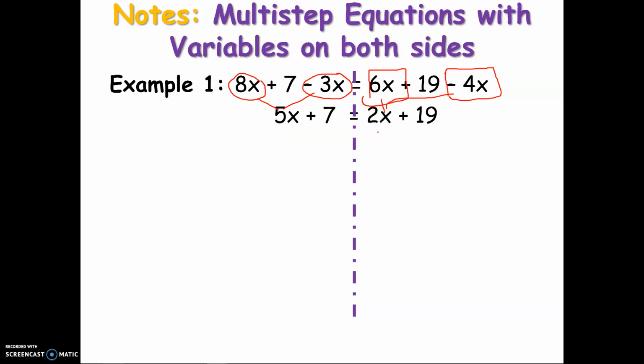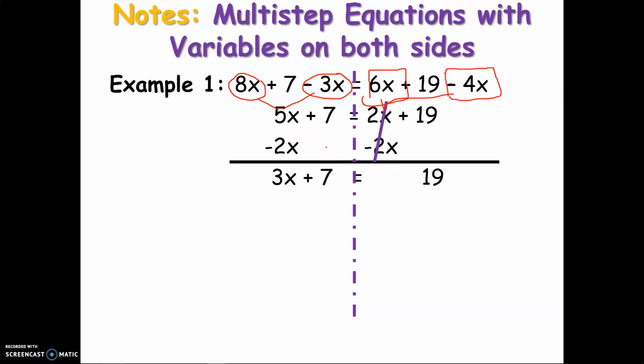So we'd like to remove the minus 2x, but what we do on one side, we must do on the other. On the right, 2x minus 2x becomes 0. On the left, 5x minus 2x is 3x. Bringing everything else down, this becomes 3x plus 7 is equal to 19.